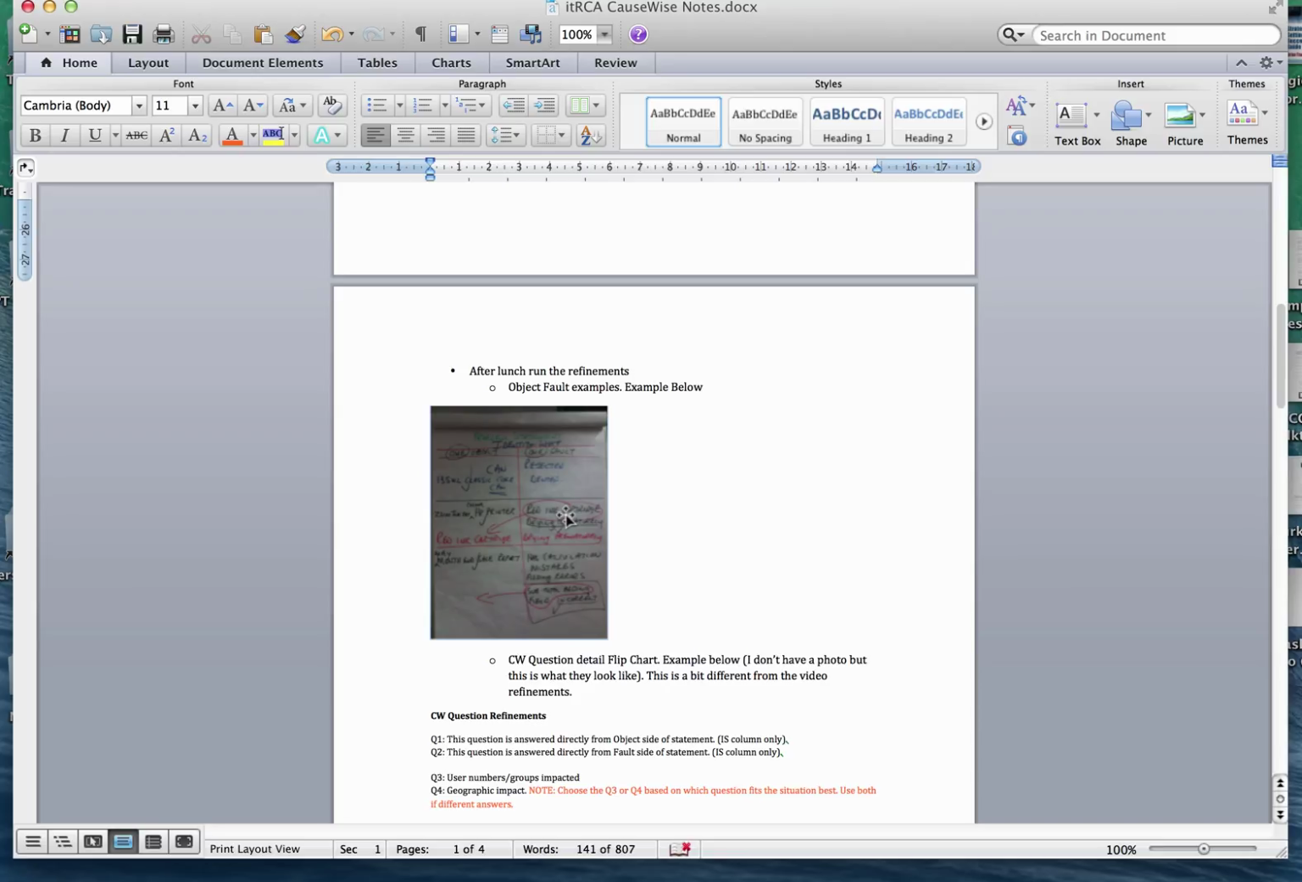Obviously, point people through the card. Have them have the object fault card open so they can follow the rules, and they can make notes in their workbook in the appropriate section. There's a couple of pages for object and fault.